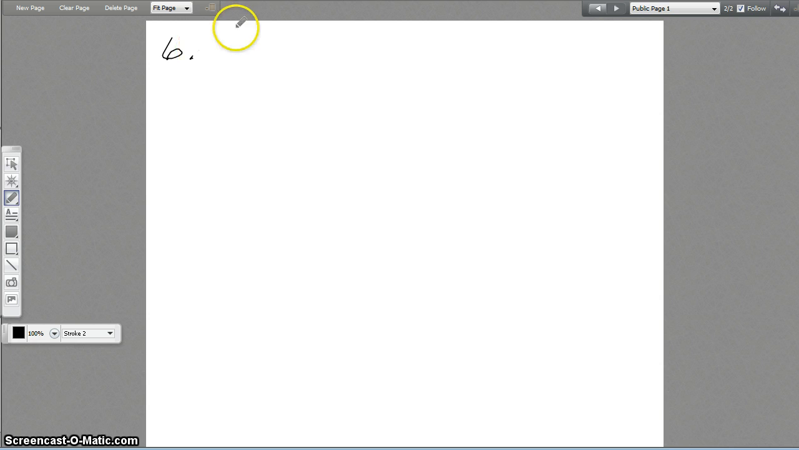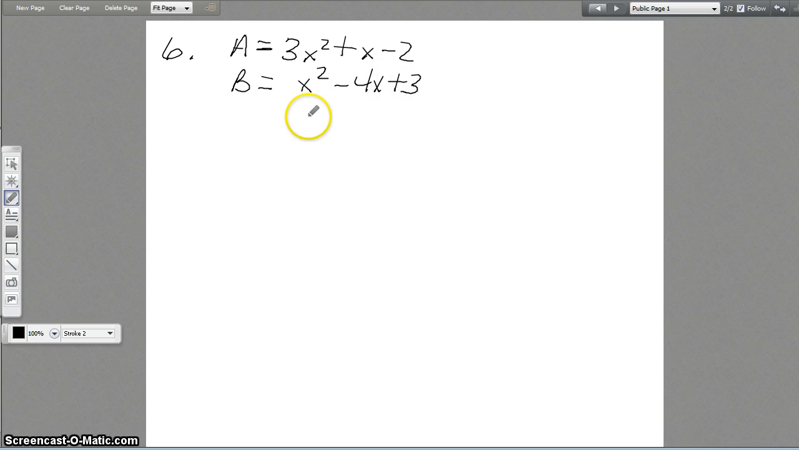So for number 6, we're given two polynomials. Polynomial A is 3x squared plus x minus 2. Polynomial B is x squared minus 4x plus 3. For part A, it says find their sum and label it C. Okay, if I take A and add it to B, I will get C, right? So C is what we get when we add these together.